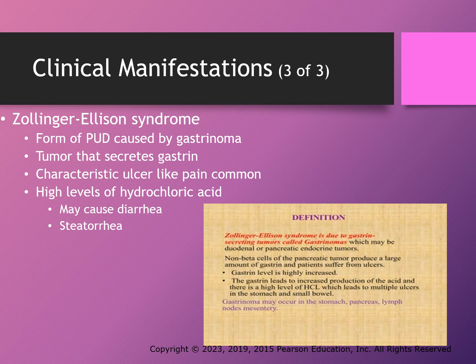The peptic ulcers of Zollinger-Ellison syndrome most often affect the duodenum, but may involve the stomach or the jejunum. Characteristic ulcer-like pain is common. The high levels of hydrochloric acid entering the duodenum overwhelm the protective buffering mechanism. The result is diarrhea and steatorrhea, which is excess fat in the feces, and steatorrhea smells really, really bad and it looks really nasty. This is from impaired fat digestion and absorption.